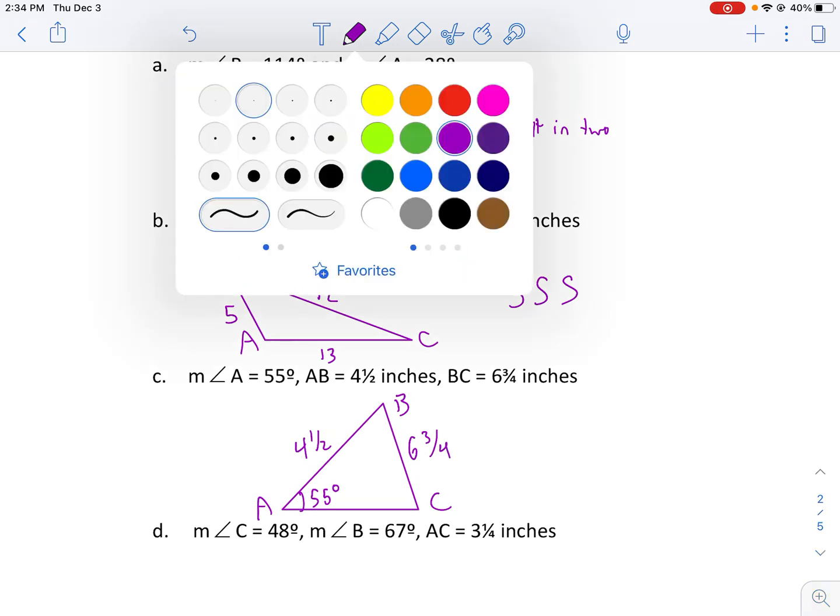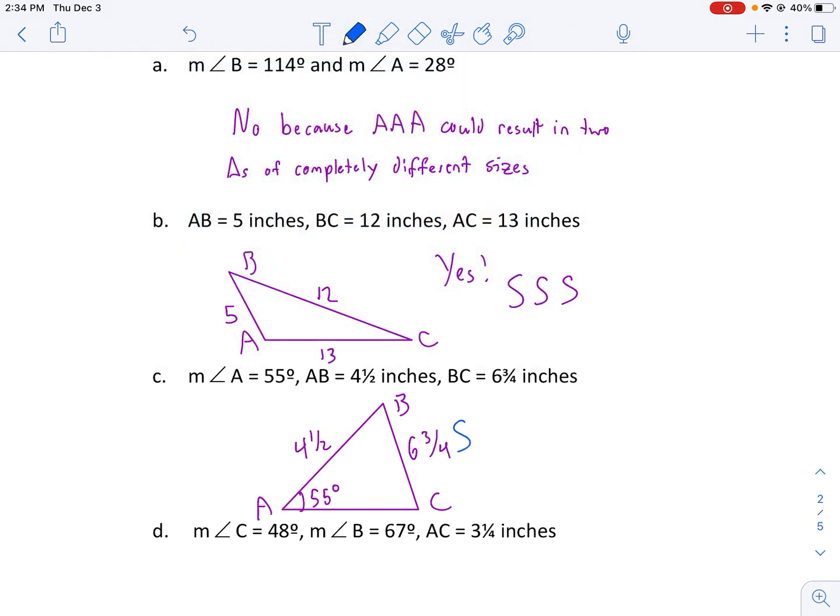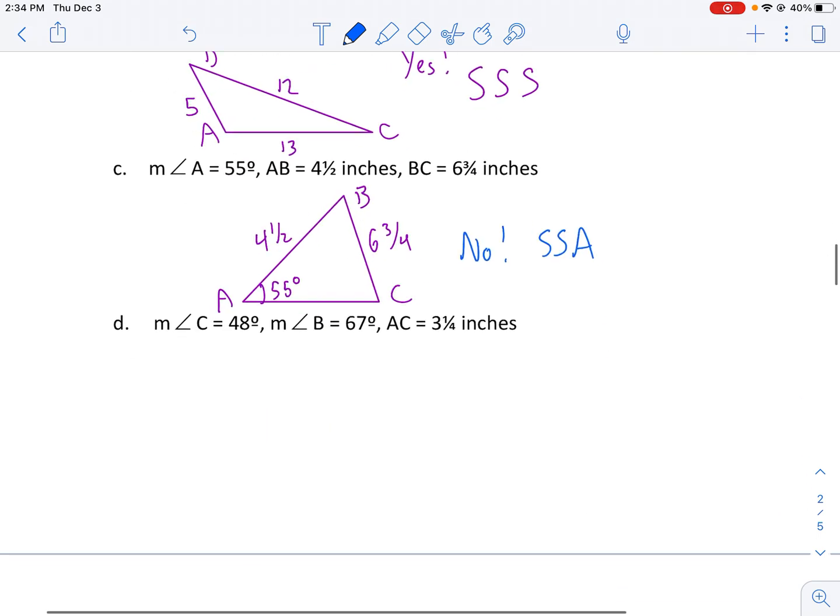So this, though, if you look at it, we have side, side, and then an angle. Side, side, angle doesn't work. So we'd say no. Side, side, angle doesn't work.